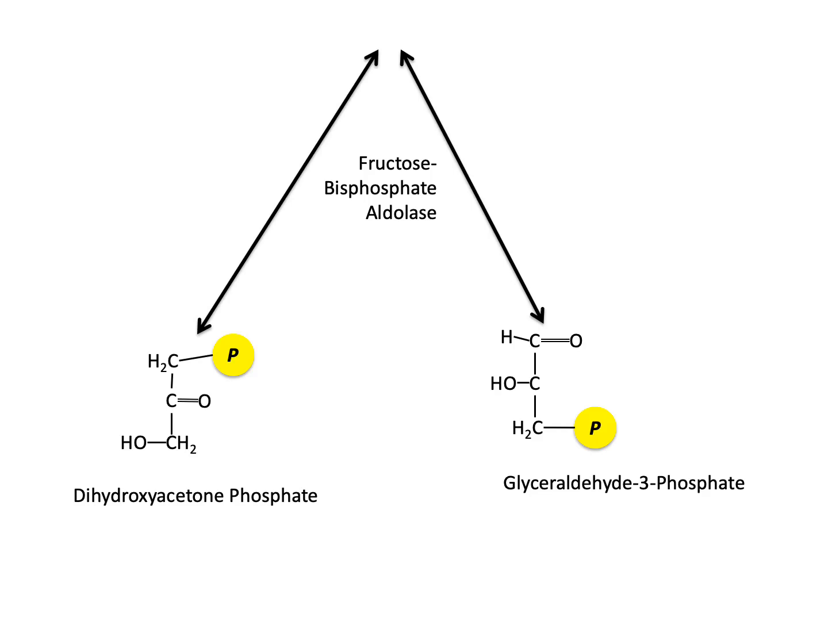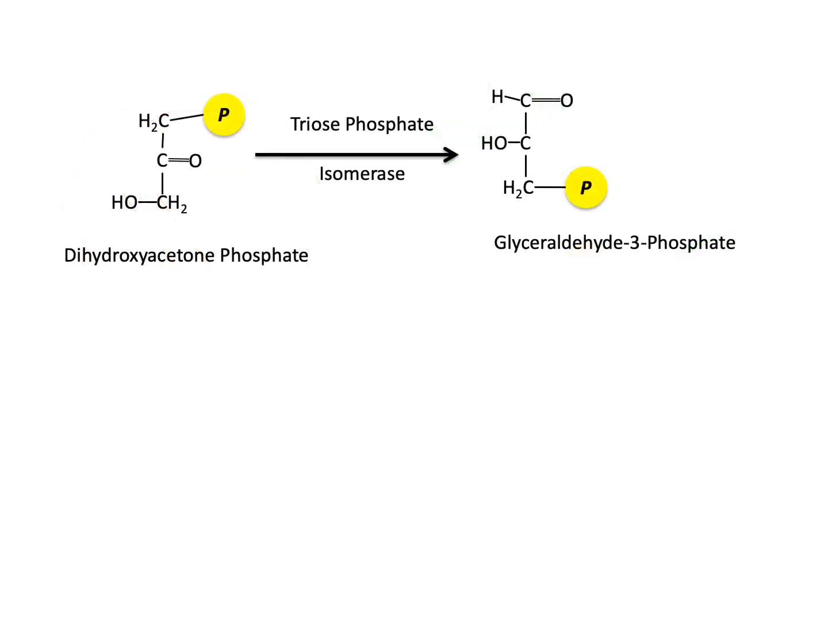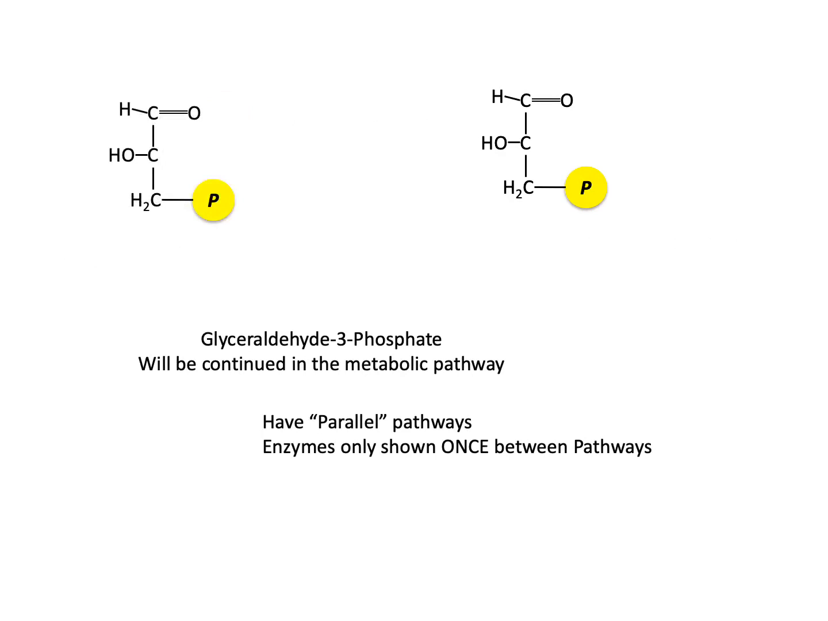We are now going to enter into the energy harvesting phase. But before we do that, we cannot use dihydroxyacetone phosphate in the pathway. We can only use glyceraldehyde 3-phosphate in the pathway, which means that we have to isomerize dihydroxyacetone phosphate into glyceraldehyde 3-phosphate, which means we now have 2 molecules of glyceraldehyde 3-phosphate, and we continue the pathway in parallel once we are at this step.